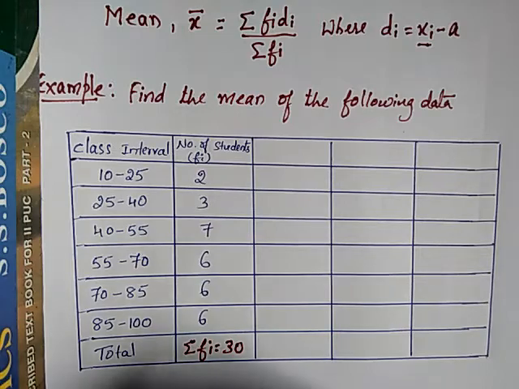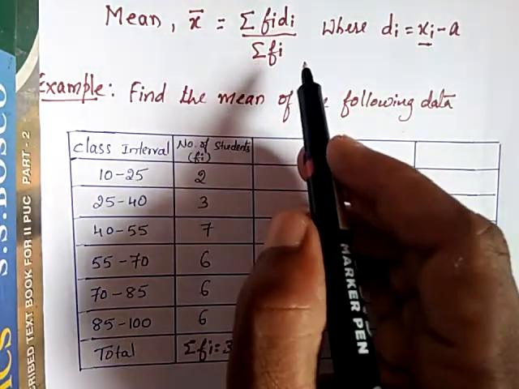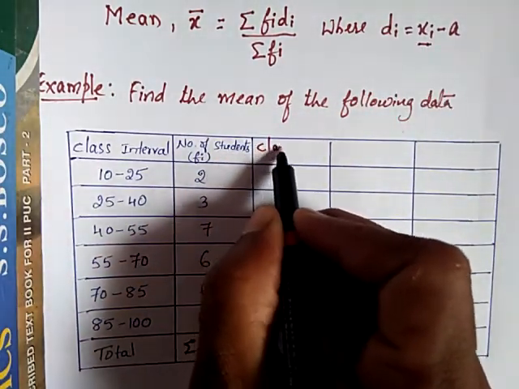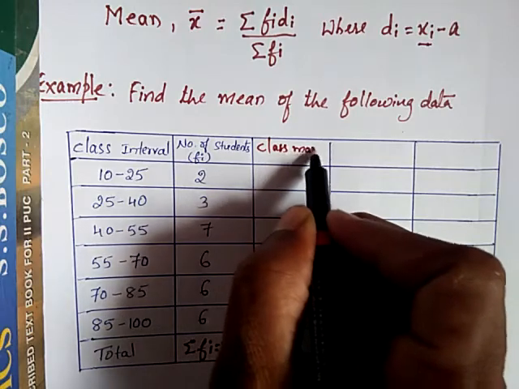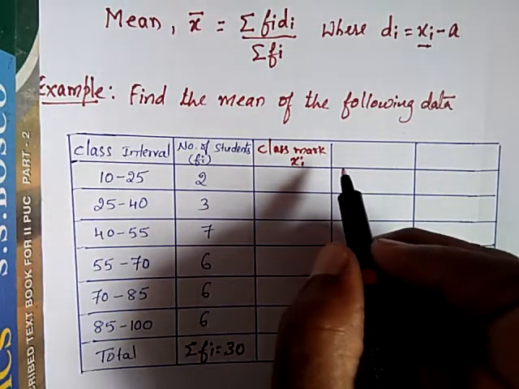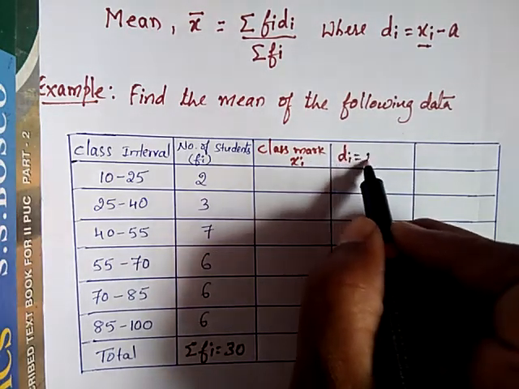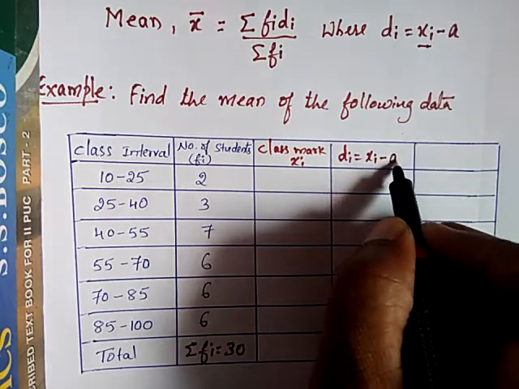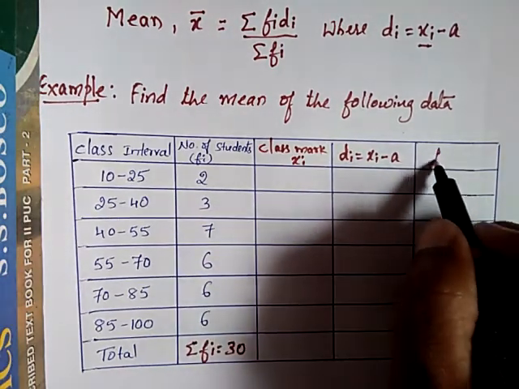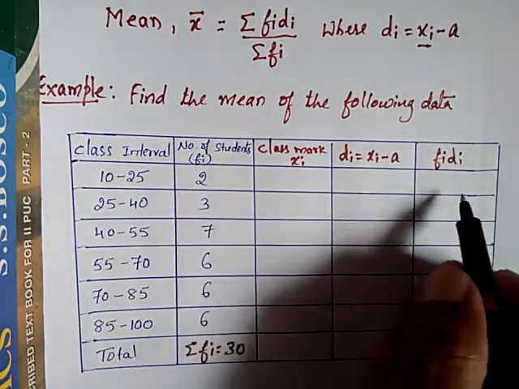So to find the mean by assumed mean method, we need fi di. First we have to find xi, the class mark, denoted by xi. Next, di: how to find di? Xi minus a, where a is an assumed number, which I will tell you how to take. The last column is fi di, the multiplication of fi and di.